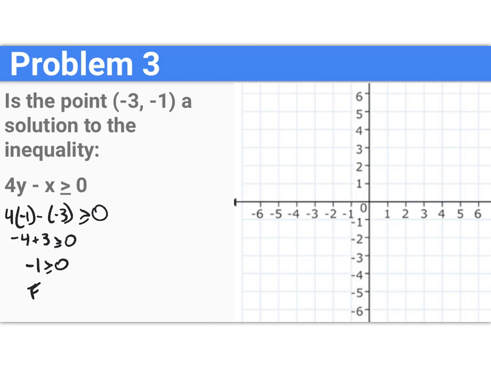So now let's graph it. We got to move the x over. So 4y is greater than or equal to x. We divide by 4. We did not divide or multiply by a negative, so the sign stays the same: y is greater than or equal to 1/4 x. So when x is 0, y is 0. And then we go over 4 and up 1. We go to the left 4 and down 1. And this is a solid line.